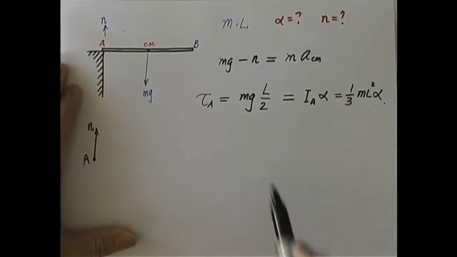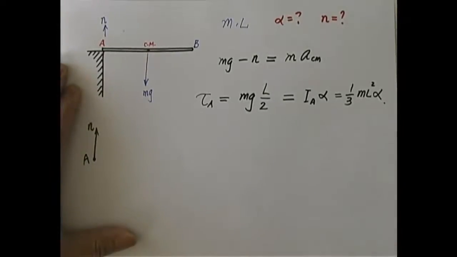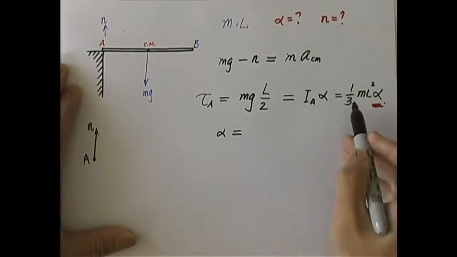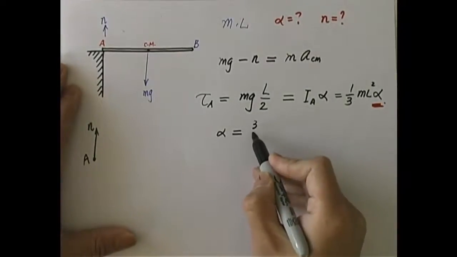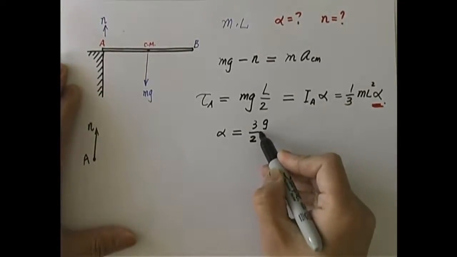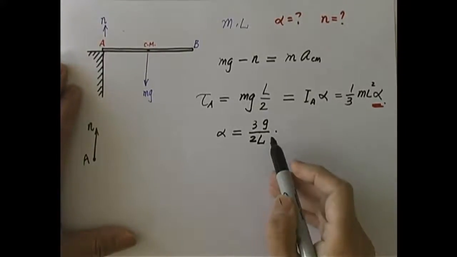Now, what can we get from the second formula? The second formula tells us what alpha is, because alpha is the only thing I do not know. Okay? As a matter of fact, let me solve for alpha easily. What's alpha equal to? Alpha equals 3/2 and then g over L. That's alpha.